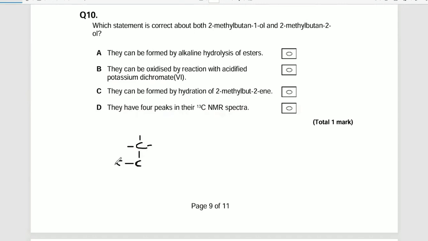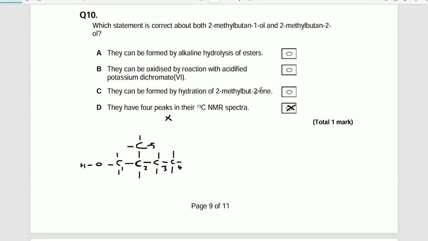They have 4 peaks in their C13 NMR spectra. Well, if we look at them, there's 5 carbons to start with in 2-methyl-butanol. So for it to have 4 peaks, 2 of the carbons have to be in identical environments. And there are not any carbons that are in identical environments. Look, there's 5 different environments just in 2-methyl-butan-1-ol. So, yeah, that can't be right. We don't even need to check 2-methyl-butan-2-ol.